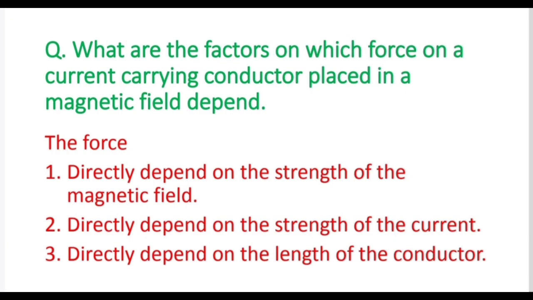What are the factors on which the force on a current carrying conductor placed in a magnetic field depends? We know that whenever there is a current carrying conductor in a magnetic field, it experiences a force. That force directly depends on the strength of the magnetic field. It directly depends on the strength of the current also, and on the length of the conductor. So by increasing the magnetic field strength, or the current, or the length of the conductor, we can increase the force.